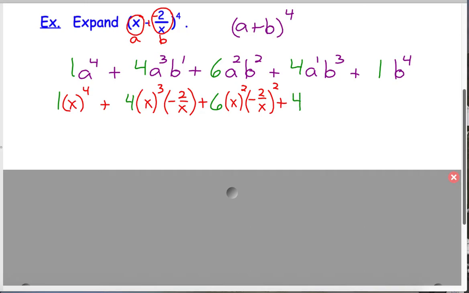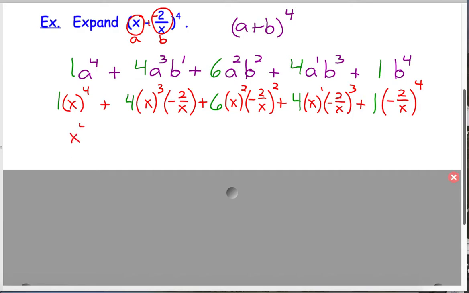And then from Pascal's triangle we have a 4 times A, which is just X to the 1st power. You don't have to write the 1st power, obviously. And then B is negative 2 over X, and this is to the 3rd power. And finally, 1 times B to the 4th power, and B is negative 2 over X. Notice when I raise B to an even power, it's going to become positive. When I raise it to an odd power, it will be negative. All right, so let's start simplifying.